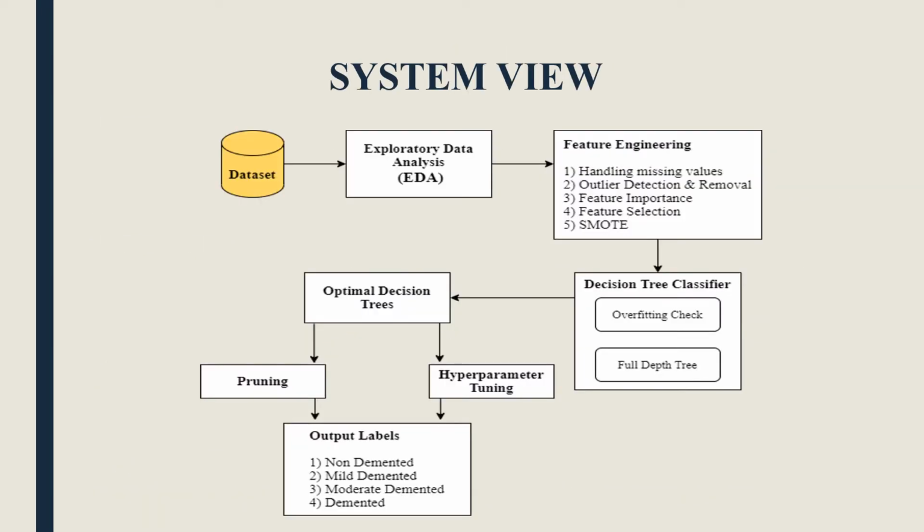System architecture. There are a total of 5 modules in our system, that is dataset, exploratory data analysis, feature engineering, decision tree classifier, that is developing a full depth decision tree, and also constructing optimal decision trees. The output labels that are generated are whether a person is non-demented, mild demented, moderate demented, or demented.